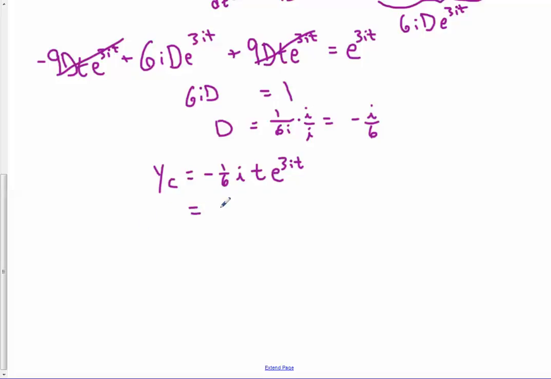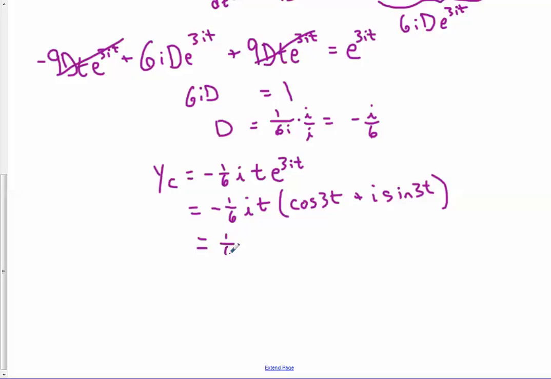So let's write this out. We've got negative 1/6 i t, and then our complex exponential. It is time now to break that down into cosines and sines. And again, we want the real part. Now, we're multiplying by an i on the outside, so when we multiply this onto the cosine, that part will actually be imaginary. But when I multiply it onto the other part, there's going to be the real part, because an i times an i will be a negative 1.